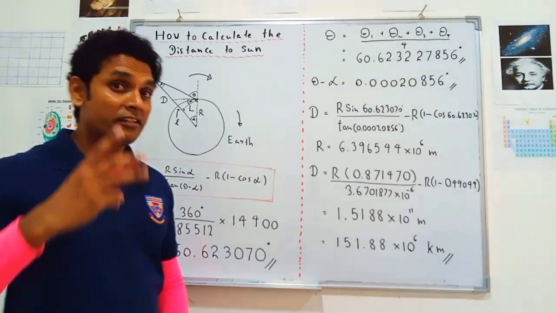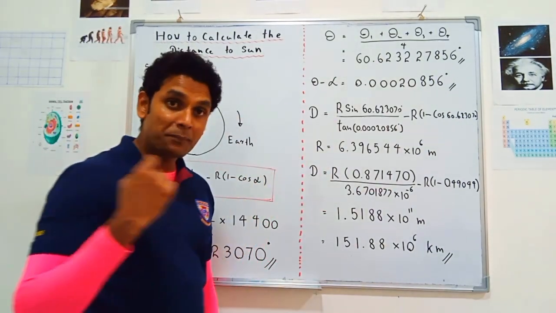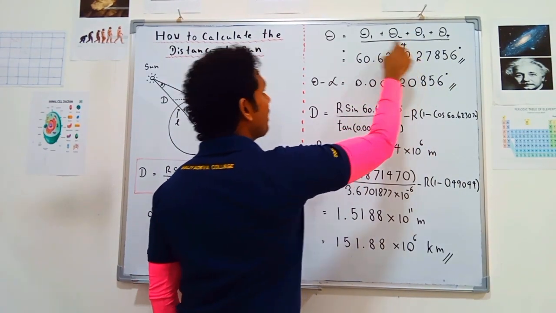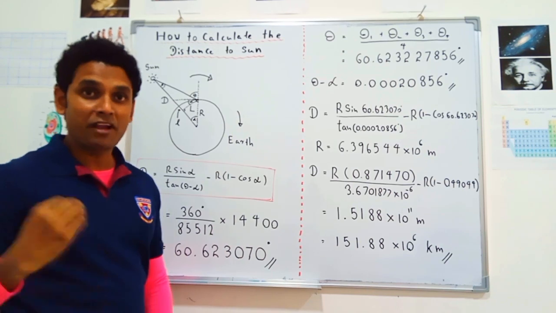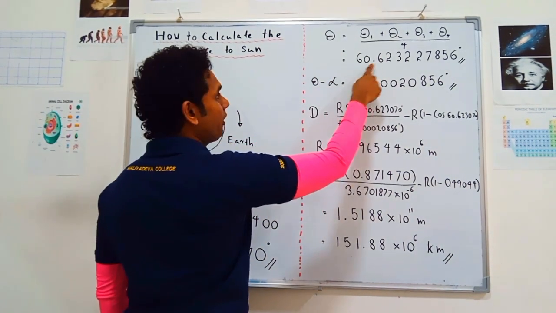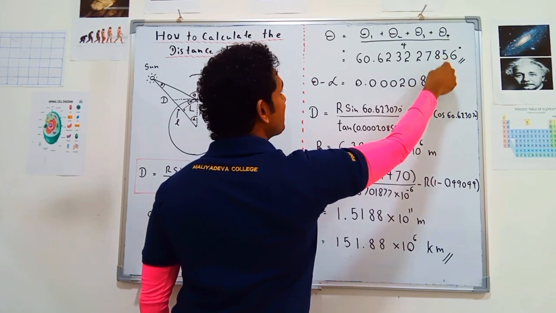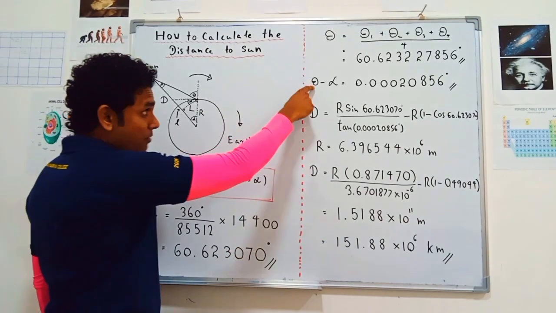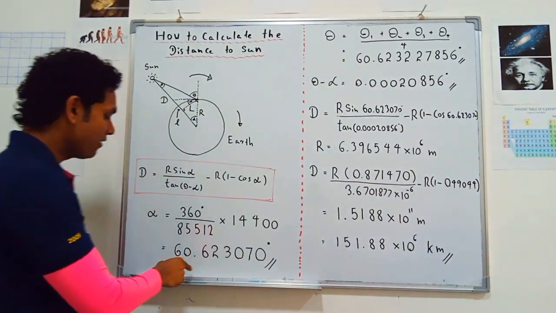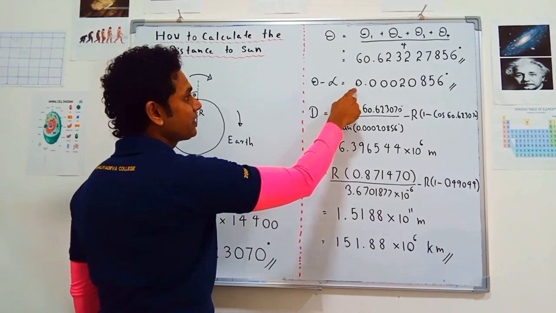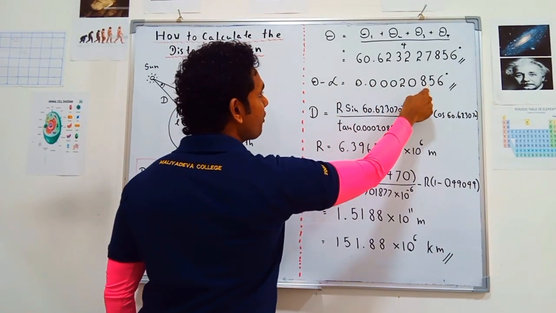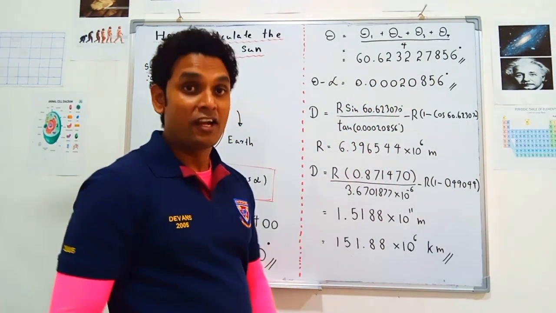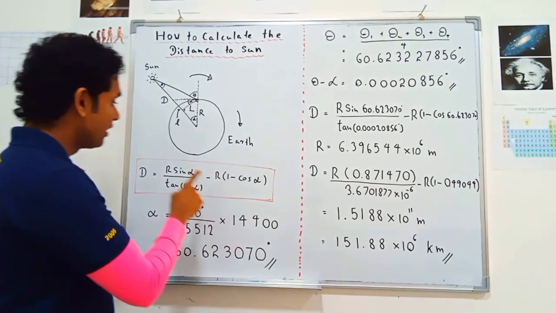So we did the experiment 4 times and obtained values. I will not mention all values here: theta 1, theta 2, theta 3 and theta 4. Then we took the average, so for our experiment the value came as theta equal to 60.623227.856 degrees, the average value for theta. Now, theta minus alpha, here we have alpha, here we have theta, is 0.00020856 degrees.